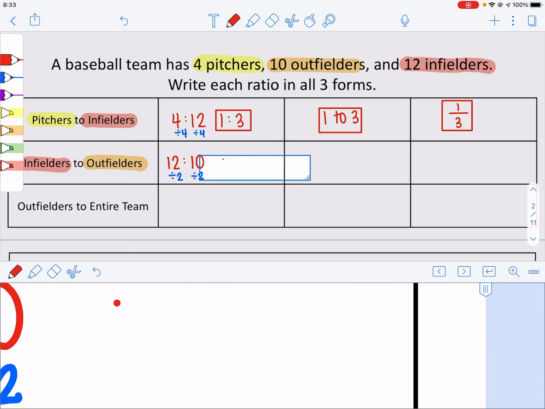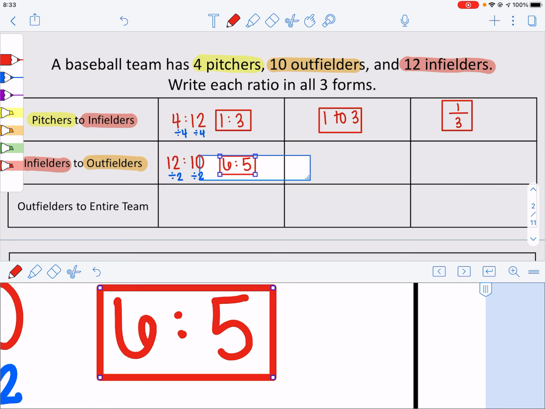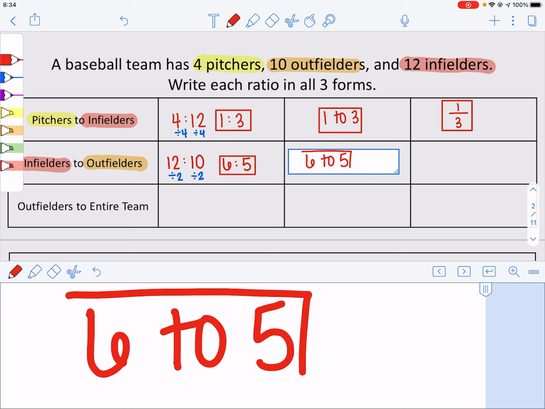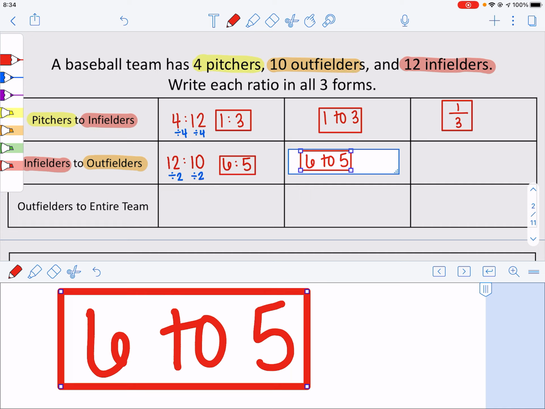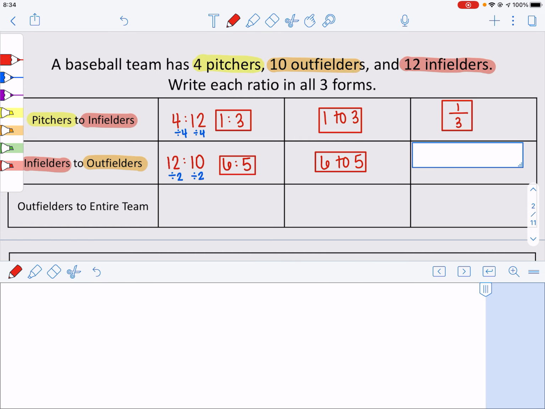Okay, when I do that, half of 12 is 6. Half of 10 is 5. So I know I have 6 colon 5. And then I want it all three ways. So my next way is I'm going to say 6 to 5. And then lastly, I'm going to say 6 over 5.